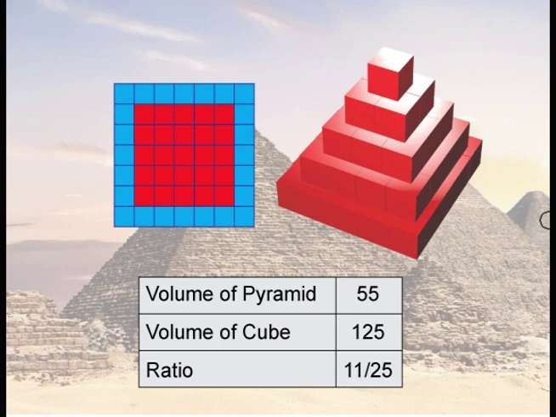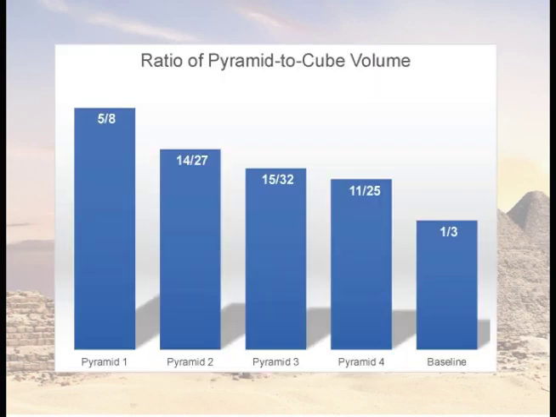Finally, here is a pyramid with a 5x5 base. The table summarizes the volume of the pyramid, 55, the volume of the cube, 125, and the ratio, in simplest form, 11/25. This bar graph shows the ratios for the 4 pyramids we constructed. Notice what happens to the ratios as the number of cubes increases. You can see how the ratio is approaching the baseline value of 1/3. So this is our first indication that the volume of the pyramid is around 1/3 the volume of the cube.